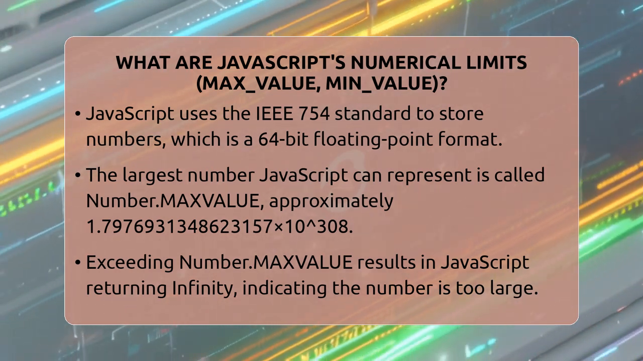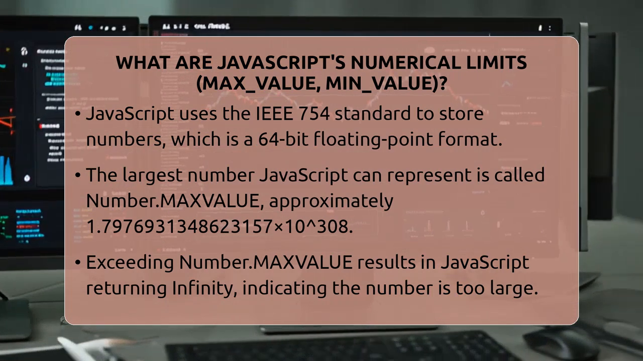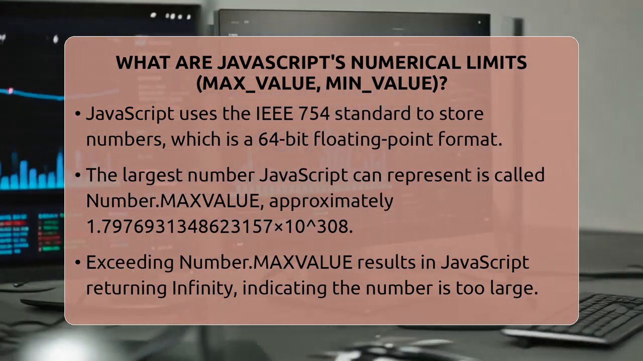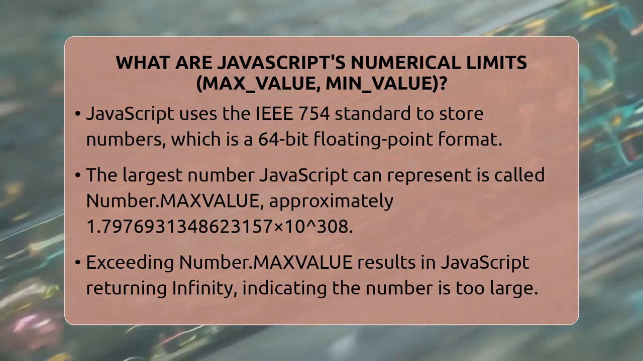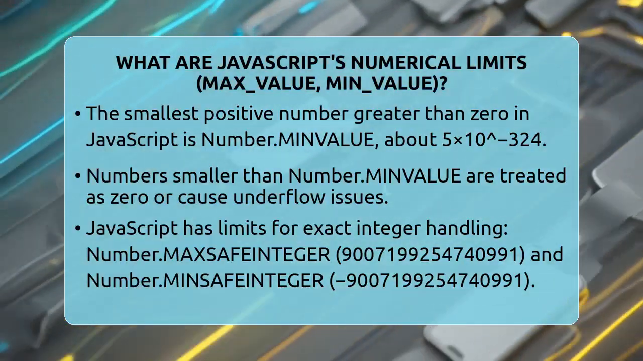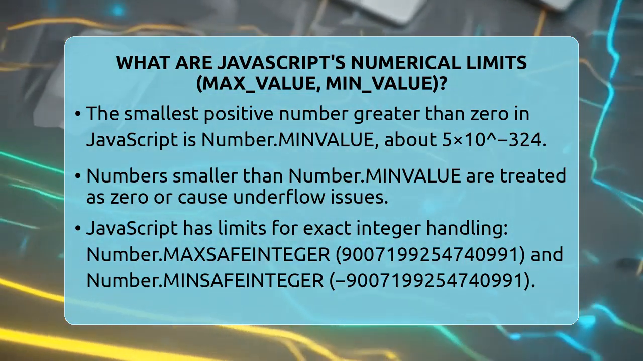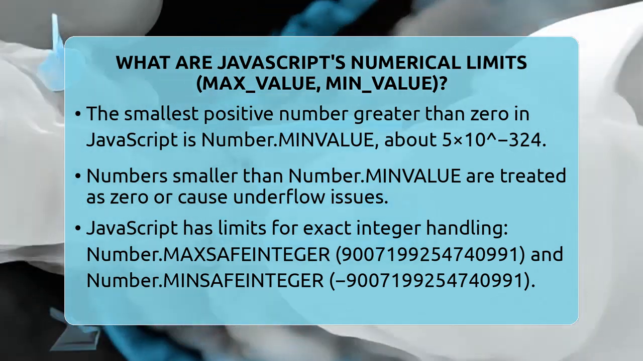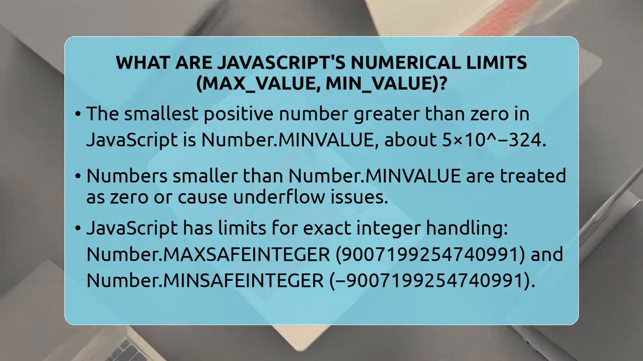This is about 1.7976931348623157 times 10 to the power of 308. Think of it as the upper boundary for positive numbers. If you try to go beyond this, JavaScript doesn't just give you a bigger number. Instead, it shows Infinity, which means the number is too large to handle.